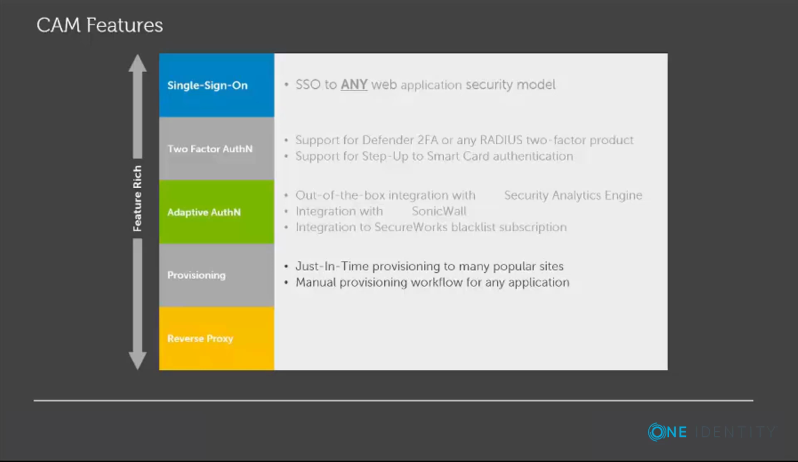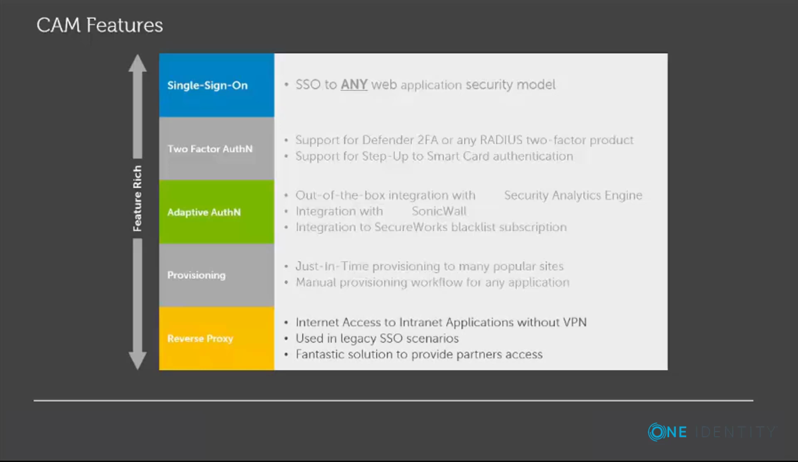So the last thing that we're going to cover on this slide is the notion of reverse proxy. And this is actually a really important and critical feature that we're going to give you in Cloud Access Manager. So let's just take a look at the first bullet point: Internet access to intranet applications without VPN.